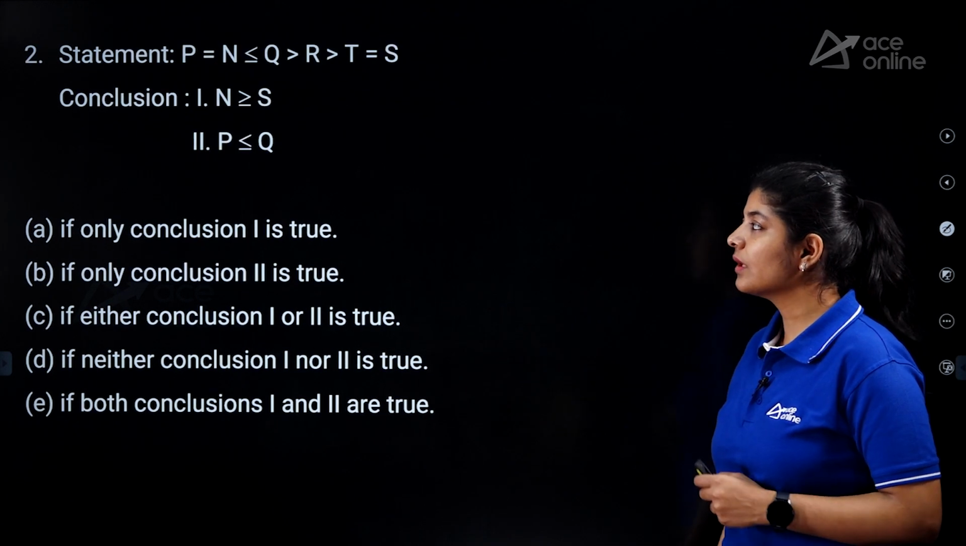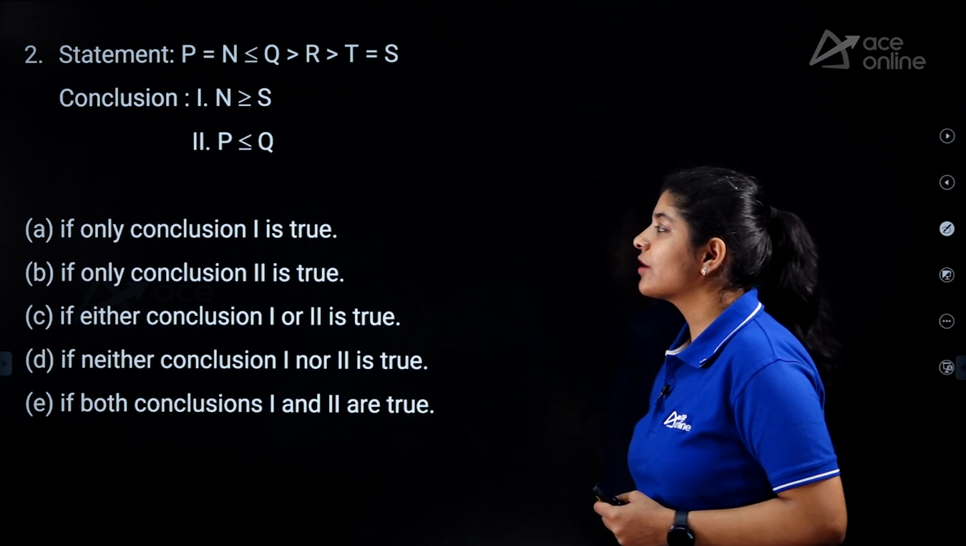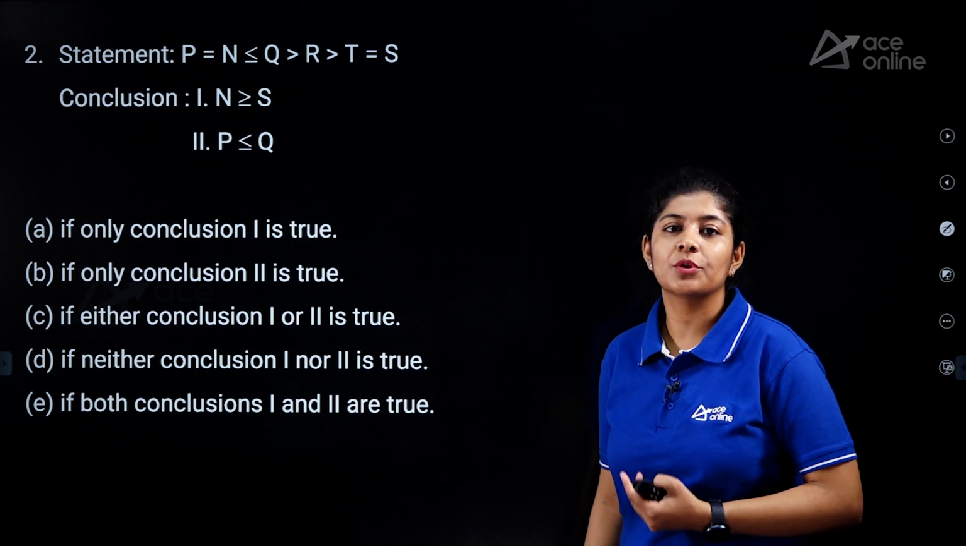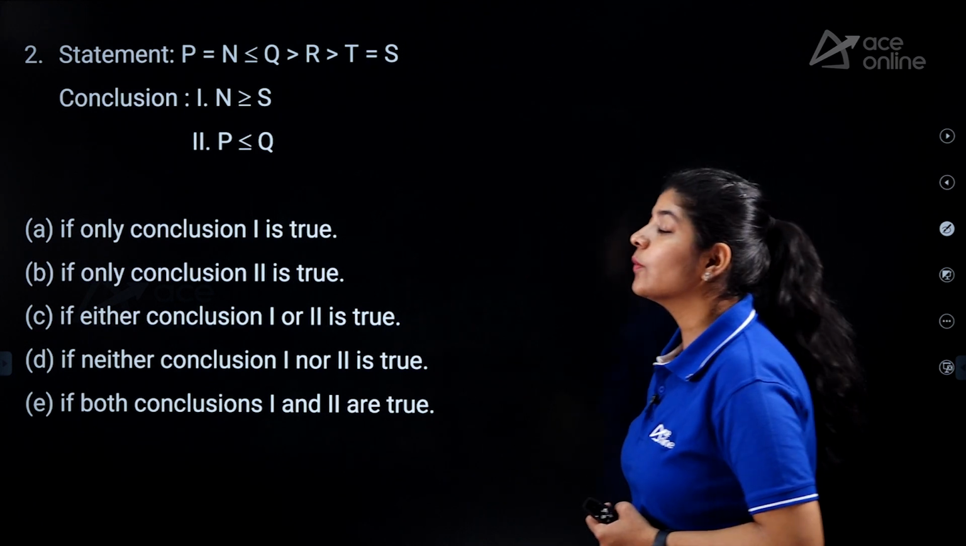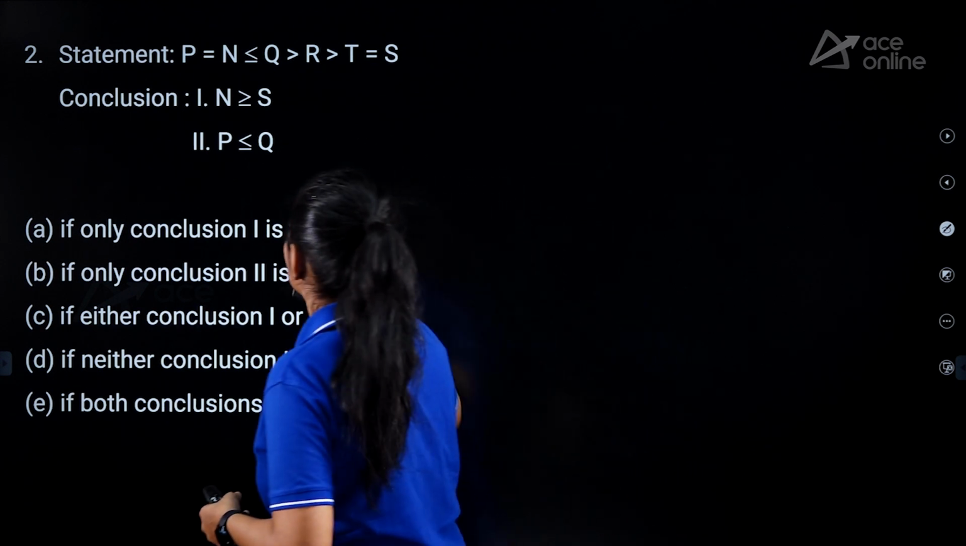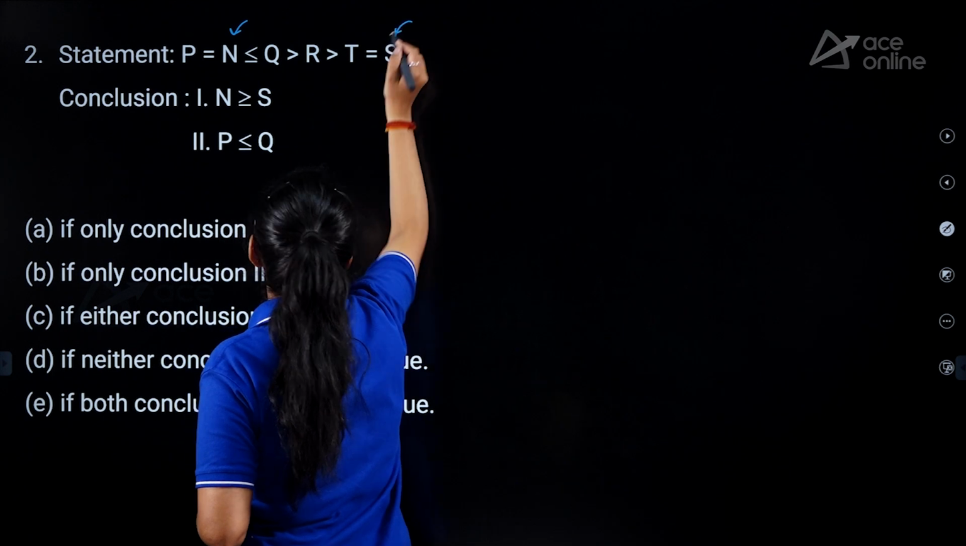Next. Here again I am having one statement and on the basis of that we have to check two conclusions, right? Okay. So N is greater than or equal to S. This is our first conclusion. Where we are having N, here we are having N. Where we are having S, here we are having S.